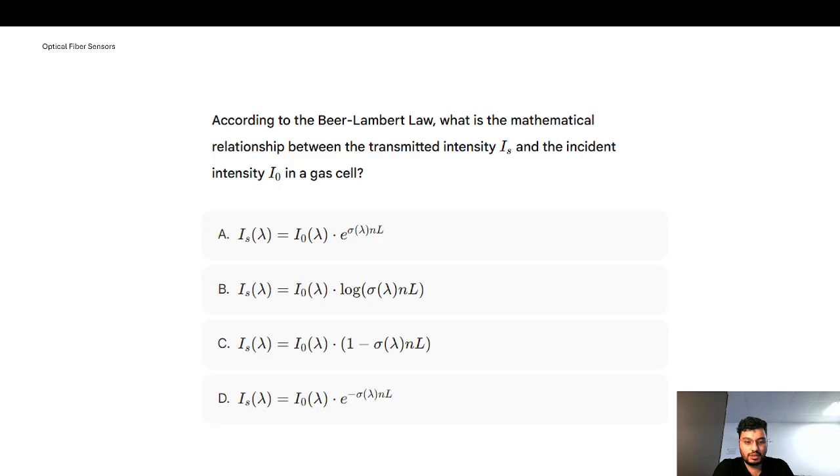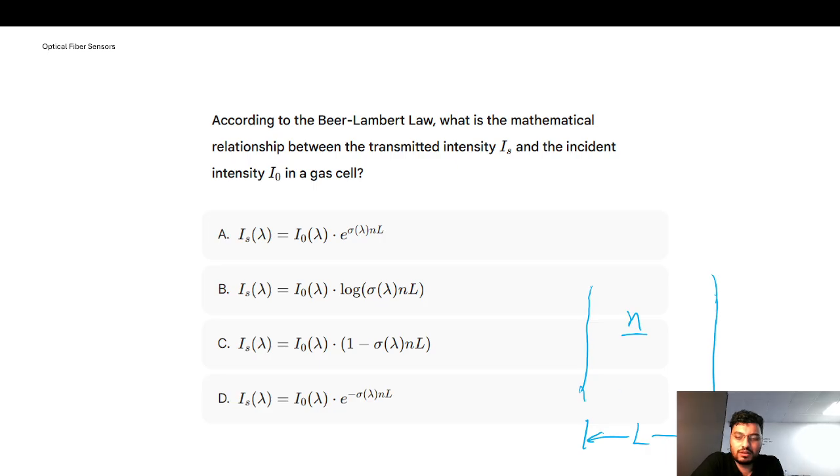So the correct answer is, need to discuss. So the source intensity and the incident intensity, it depends on the path length L and number of concentration, number of gas molecules. So concentration also we can say, or volume. So N by V.